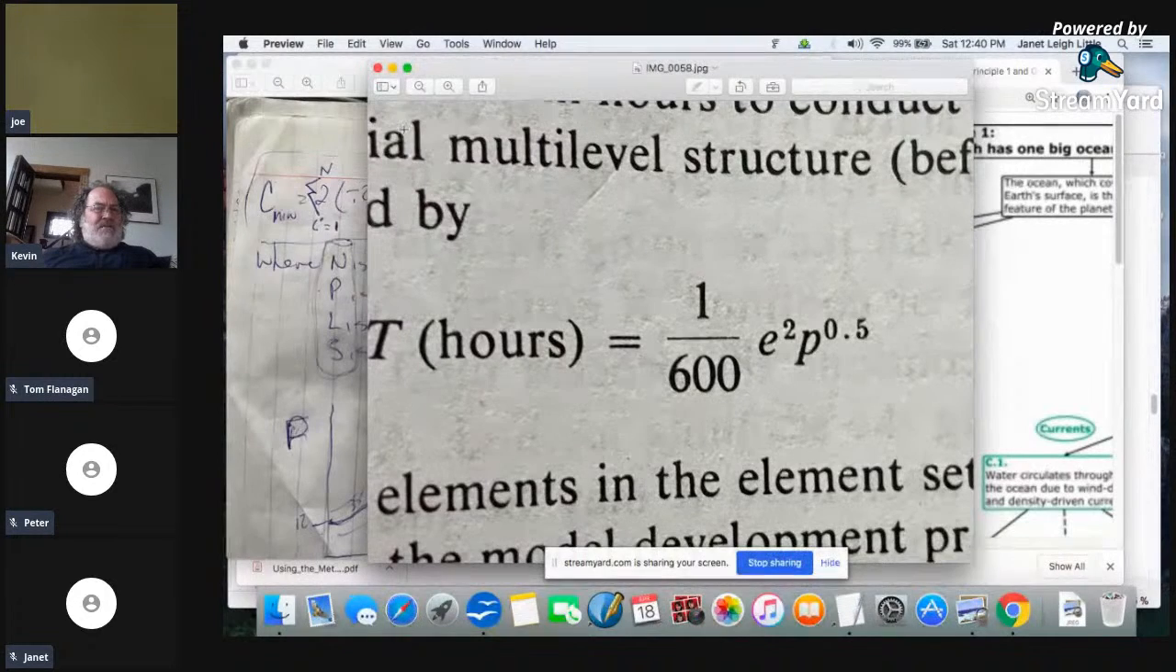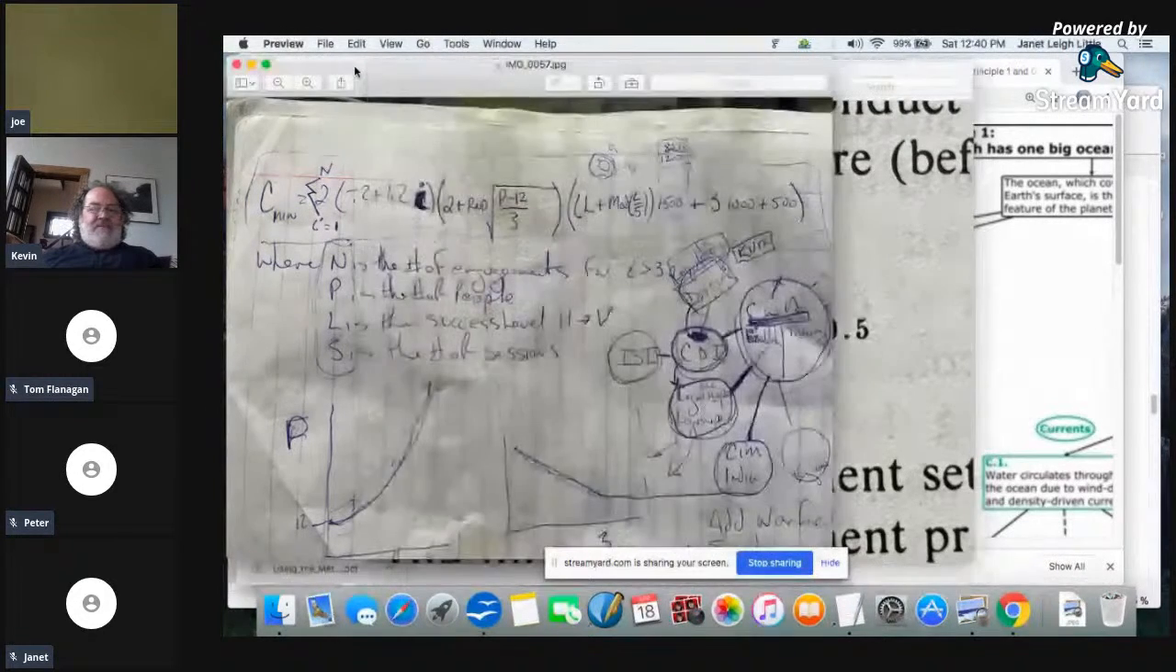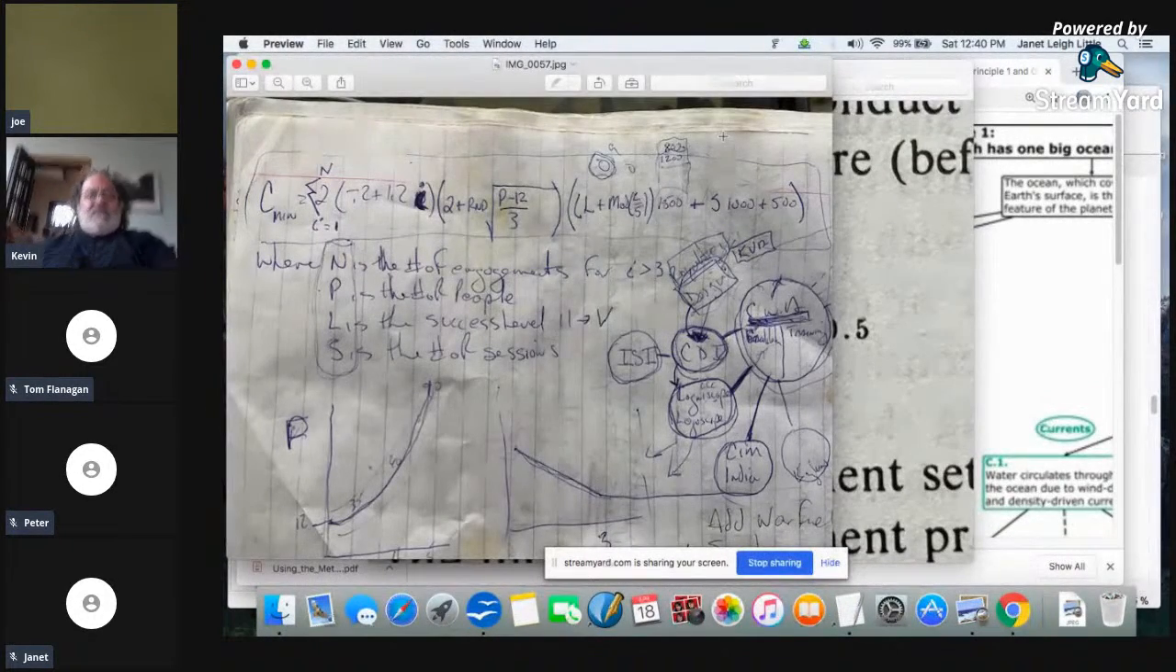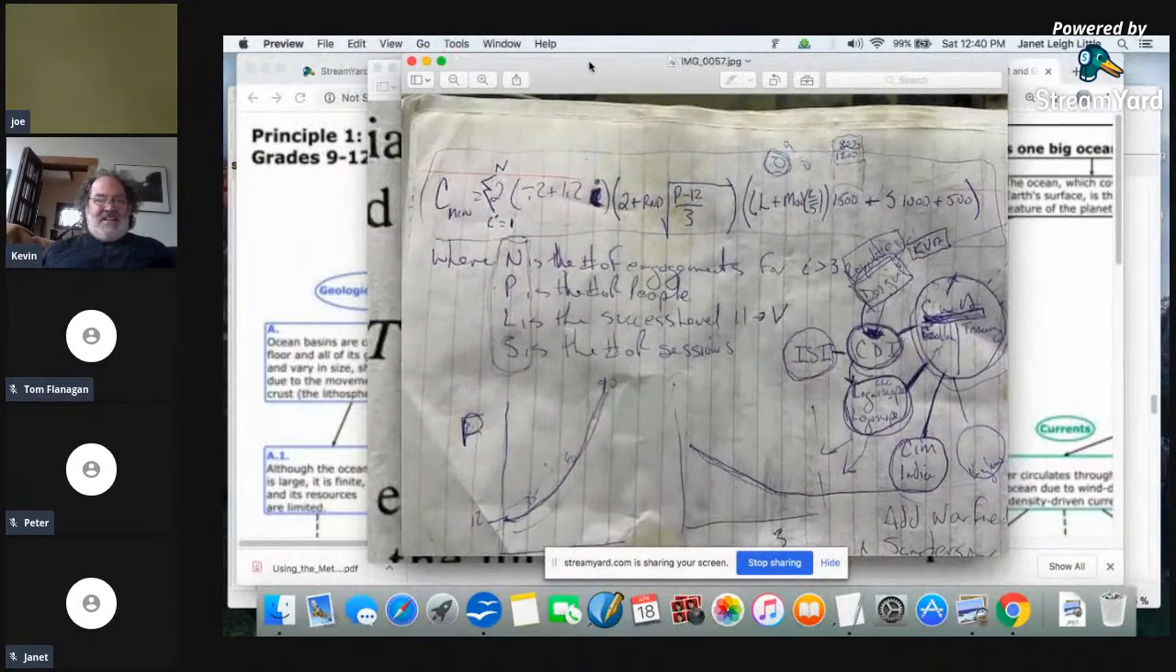So I want to show you, I was going through some old notes. Can you see this new pen and ink equation?